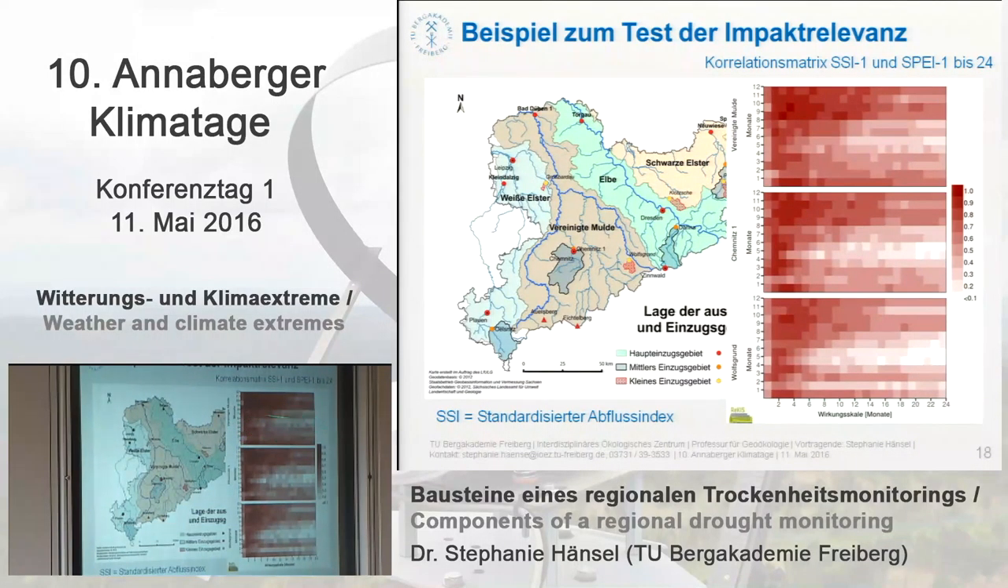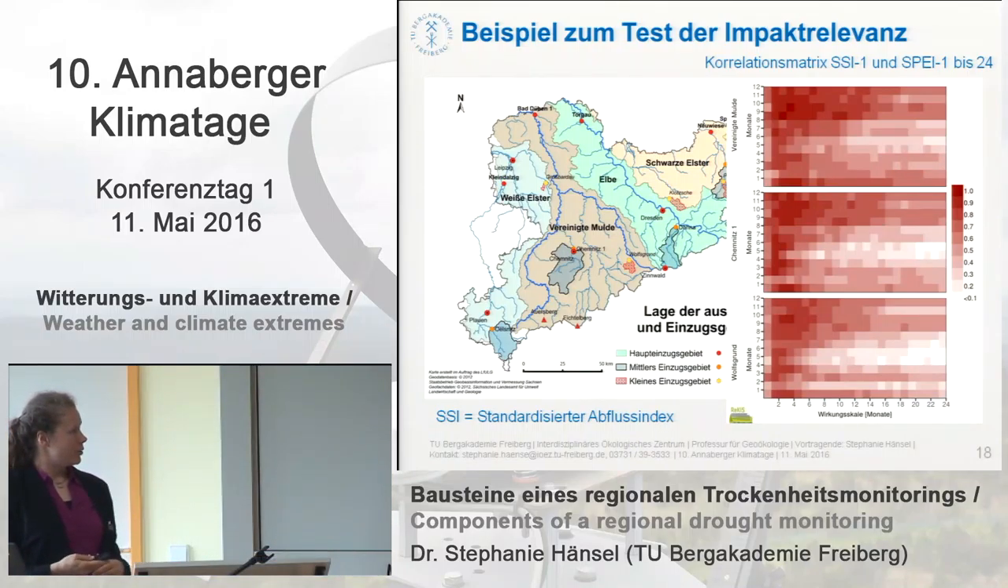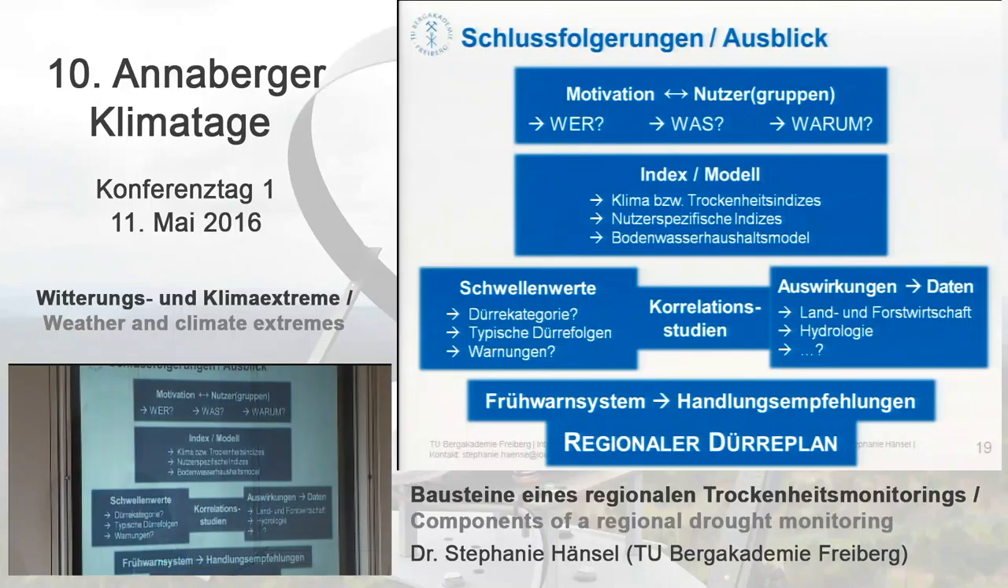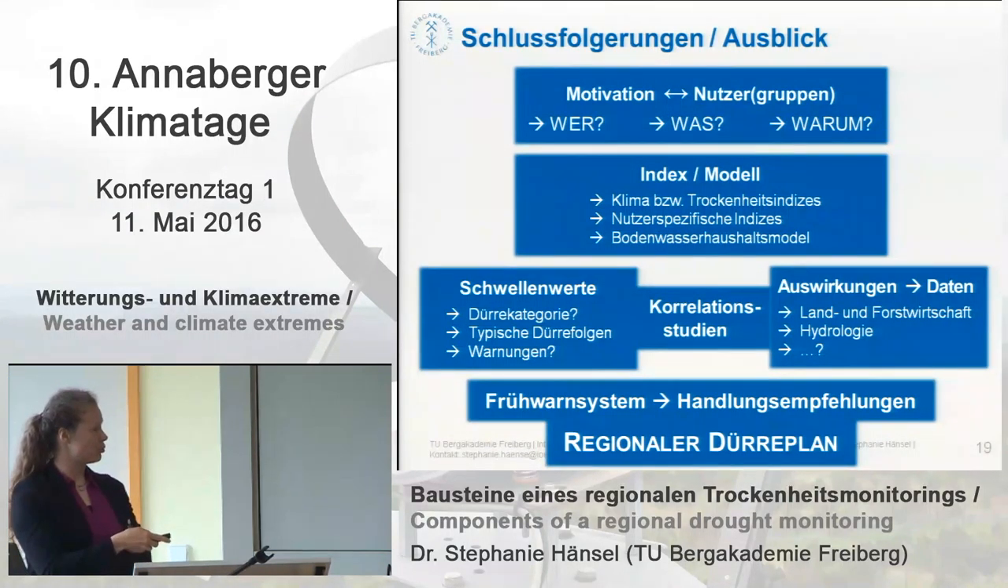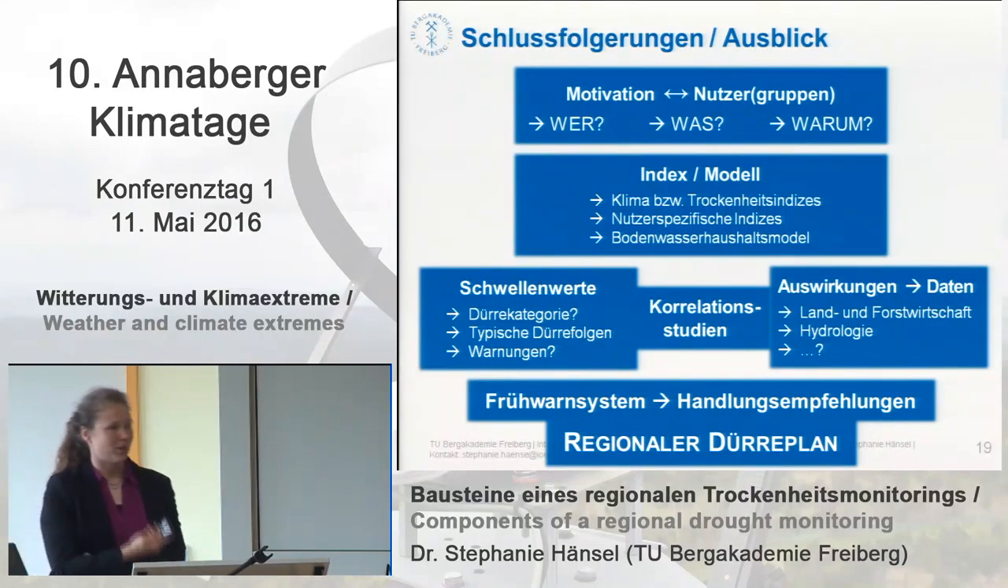In the winter months, you see that the correlations are stronger than in summer, and the highest correlations are found in a period of 2 to 4 months in the past. And there the actual river levels are reflected best. What we need is more studies in this area, correlation studies like the one I mentioned, to look into impact data, which drought index actually matches the consequences, in order to come to an early warning system and maybe also to a regional drought management plan.